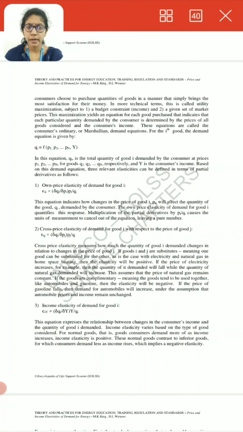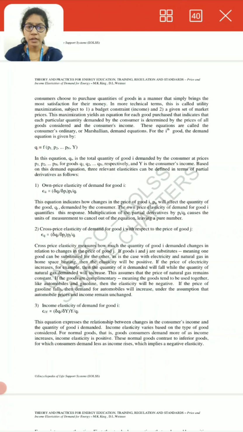It is determined by the prices of all consumer goods and income, which gives the demand equations. For the first good, the demand equation is given by Q1 = f(P1, P2, ..., Pn, Y). In the equation, Q1 is the total quantity of the good demanded by the consumer at prices P1, P2, ..., Pn for goods Q1, Q2, ..., Qn respectively, and Y is the consumer's income.